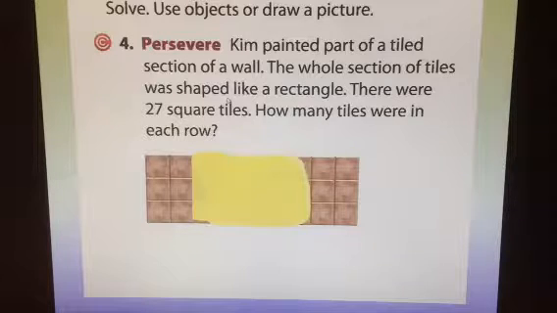Okay, this one. Last one we did as a class. Kim painted part of a tile section of a wall. The whole section of tiles was shaped like a rectangle, so here's your rectangle. There were 27 square tiles altogether. How many in each row?